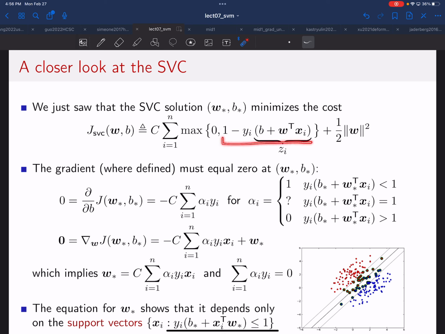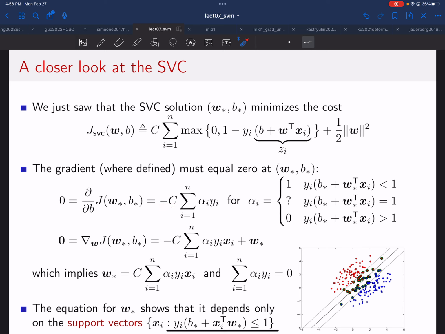When this is positive, then we can forget about the maximum because the maximum will just pick this. And that's nice because then we're not distracted by this maximum term. And in that case, we can compute the gradient with respect to b pretty easily, right? It's just going to be C times minus yi. So here's the minus C yi. And this alpha i, in this case, we're going to set it to 1.